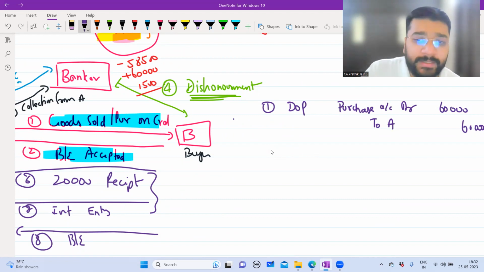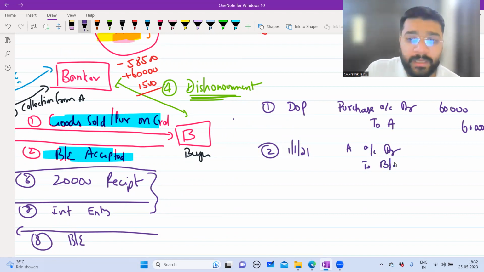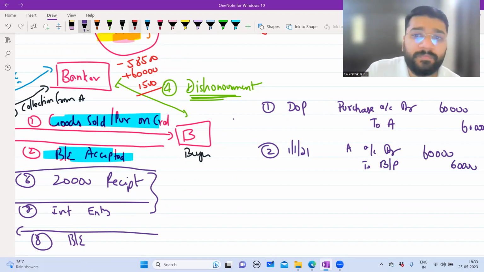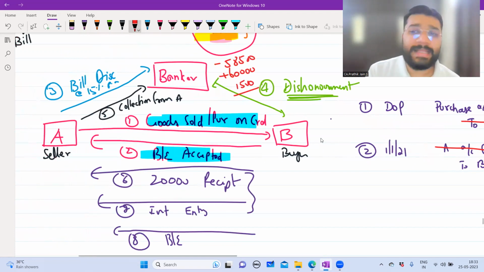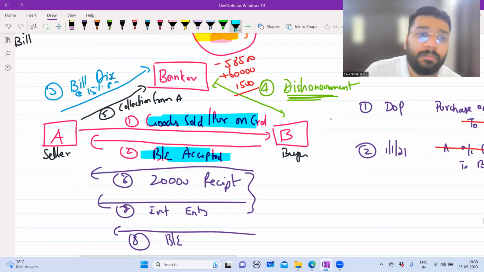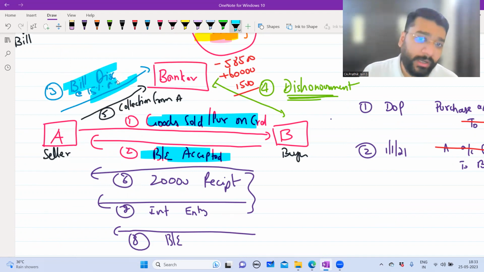What is the second entry, please? Acceptance of the bill, on 1/1/2021. A account debit to bills payable, 60,000. Now, A's account is opened here and it has been closed here. Very good. Then the third transaction is happening between banker and A. Now, will B record this? No, sir. Very good.